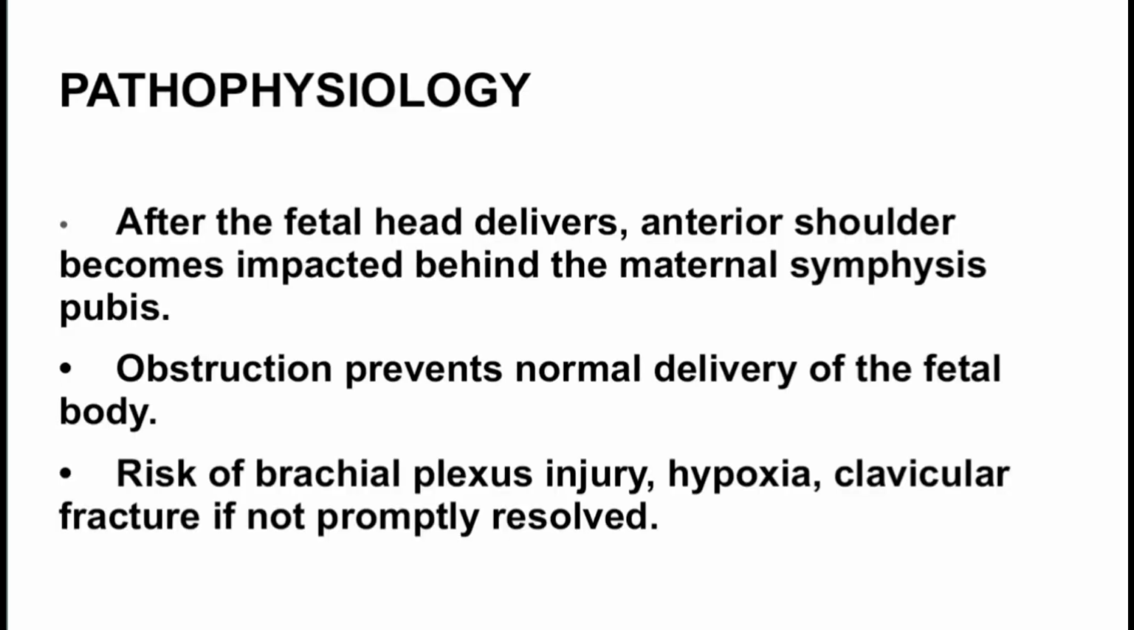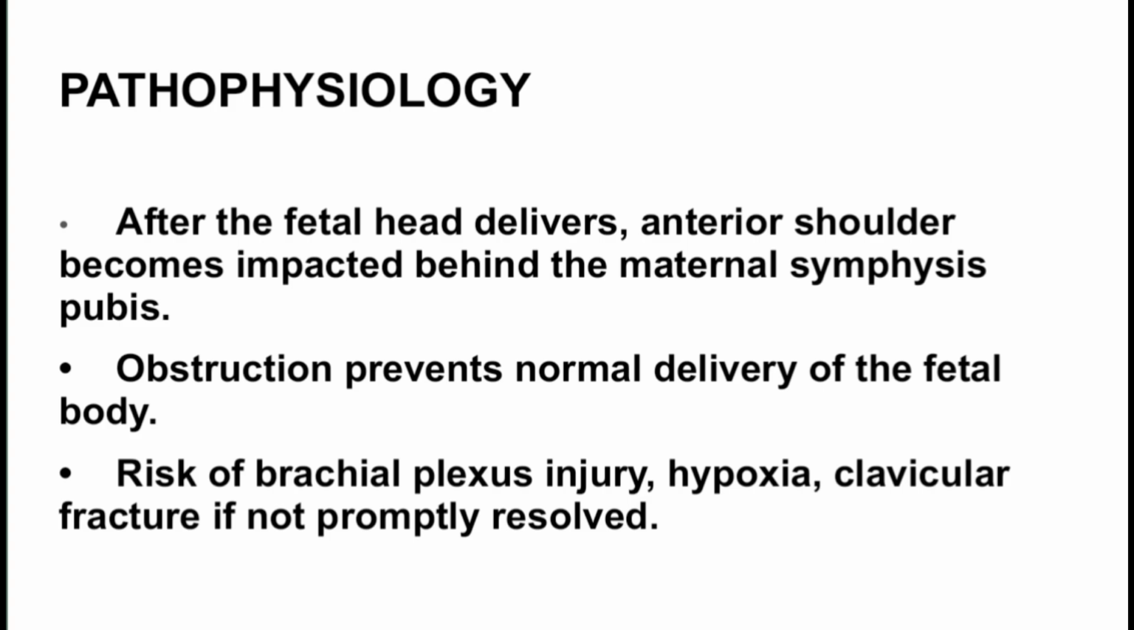When it comes to the pathophysiology, after the fetal head delivers, the anterior shoulder becomes impacted behind the maternal symphysis pubis. This obstruction prevents normal delivery of the fetal body. So there's risk of brachial plexus injury, hypoxia, and clavicular fracture due to the invasiveness of the maneuvers which we can do in this situation.